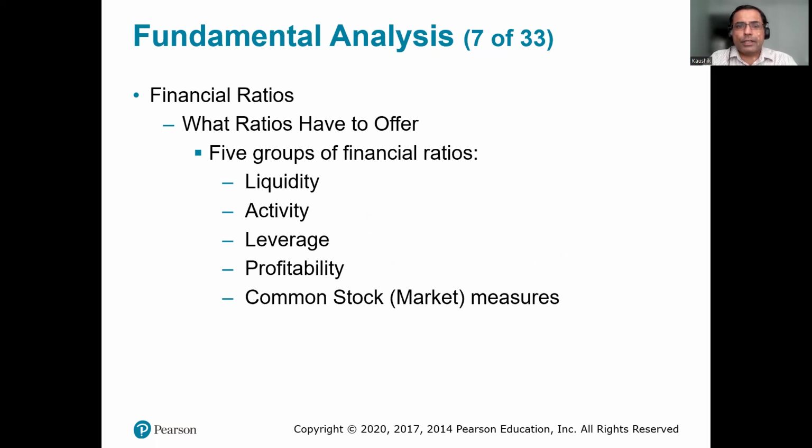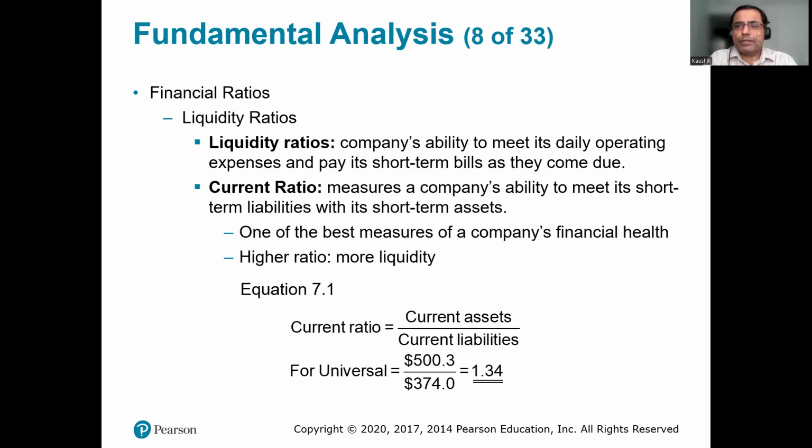So the first one is liquidity. Liquidity means the company's ability to pay off short-term obligations using its short-term assets. So current assets by current liabilities. That gives us an idea of the company's liquidity. It's called current ratio. It should always be more than 1 because the assets available to pay off liabilities should be more than the liability itself.